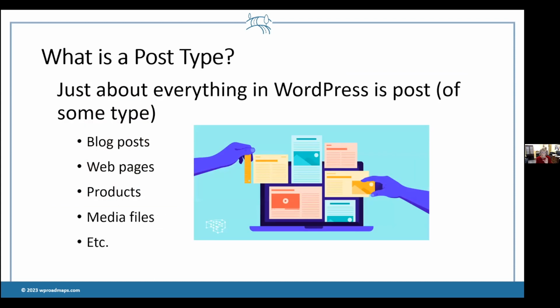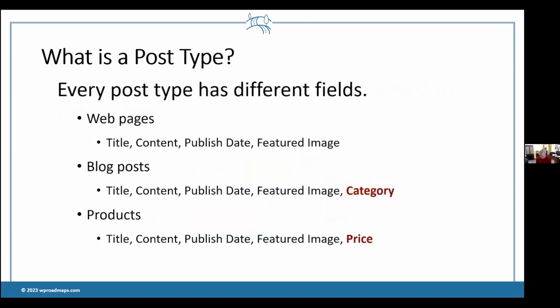Okay, so I'm going to show you some examples, but before we do that, let's talk about what is a post type. Well, just about everything in WordPress is a post type, which makes it a little bit confusing, seeing as there's one post type called posts. So we have blog posts, web pages, products, media files, just about anything that you add to WordPress is actually a post type. And then every post type has different fields.